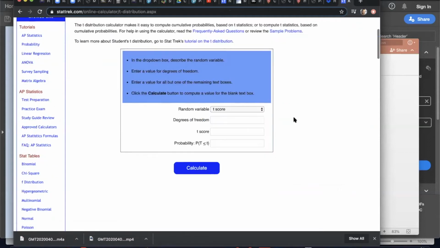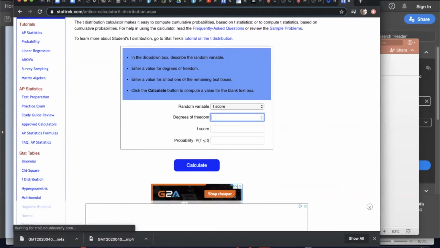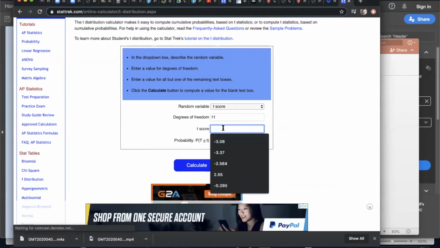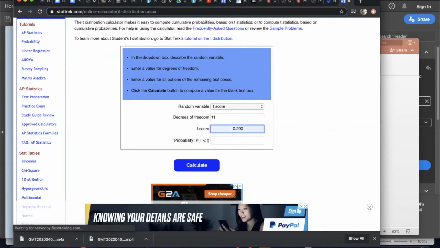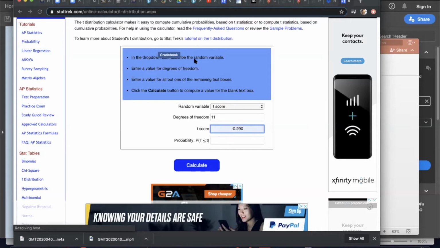So the random variable is the t-score. The degrees of freedom, because my sample size is 12, means the degrees of freedom is 11. And the t-score is negative 0.290. You can see that there from the last time I tried this. Now, before I hit calculate, I want to draw you a little picture of what this value actually represents.